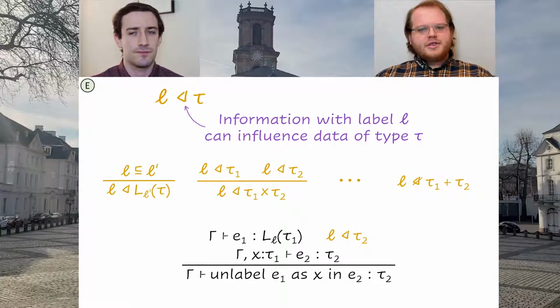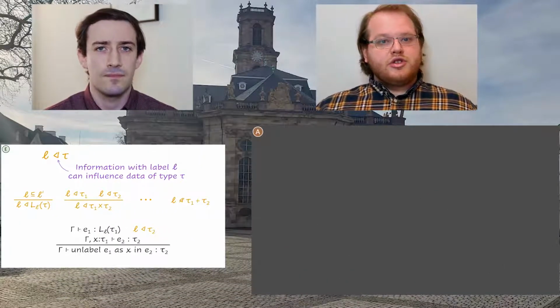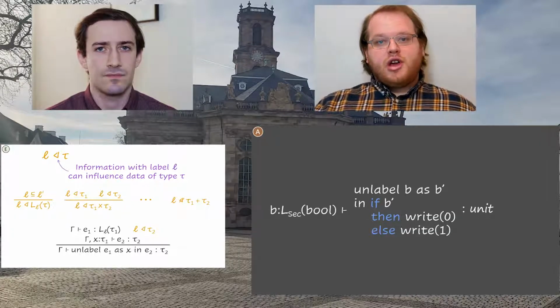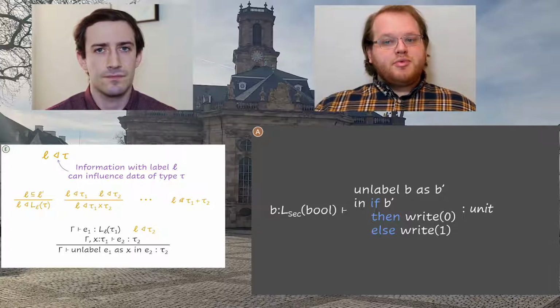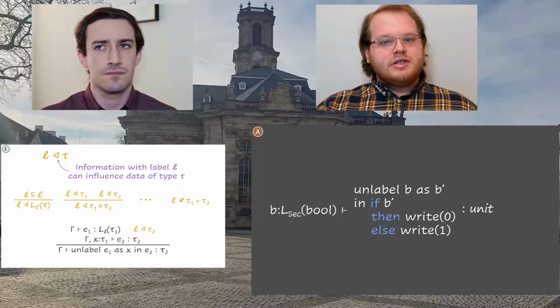Okay, that makes sense. But you were asking me about effects. What if we look at some labeled data, and based on the results, we perform a different effect? For instance, what if I look at a secret boolean, and if it's true, I write 0 to some state, and if it's false, I write 1. This produces the same value either way, but now any adversary who can see the state can tell exactly what the secret data was.